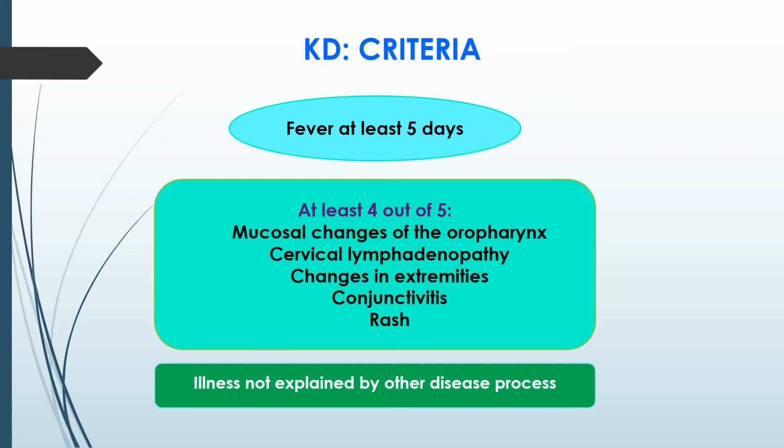The diagnosis is made based on clinical criteria which are fever for at least 5 days, and at least 4 out of the following 5 clinical features: mucosal changes of the oropharynx, cervical lymphadenopathy, changes in extremities, conjunctivitis, and rash. Apart from that, the illness is not explained by other disease process. In addition to the above features, the affected children are generally irritable, and they may also have inflammation of their BCG vaccination site. In the next few slides, I will explain in more detail the clinical diagnostic criteria for Kawasaki disease.